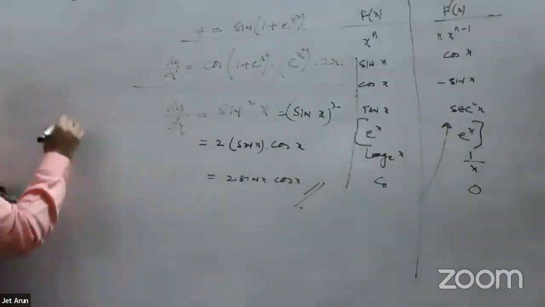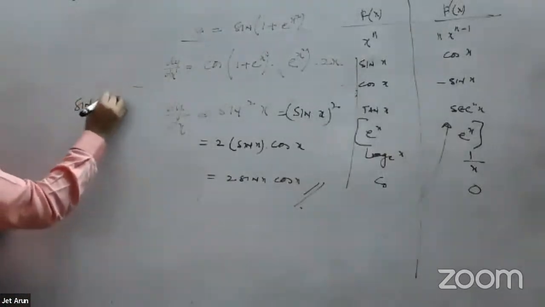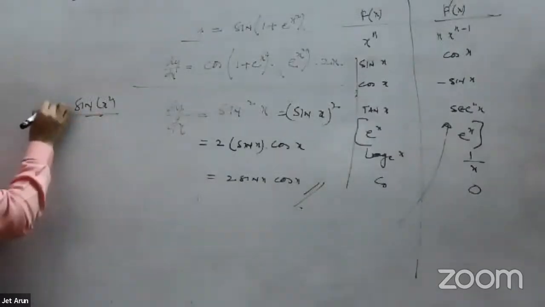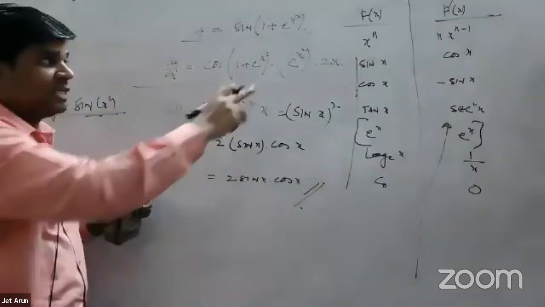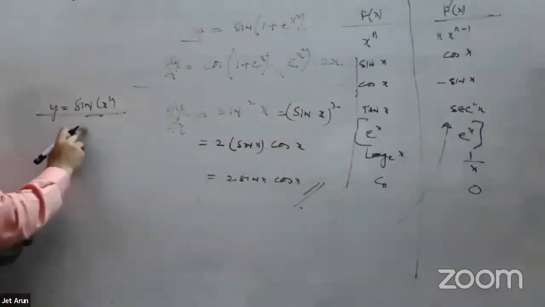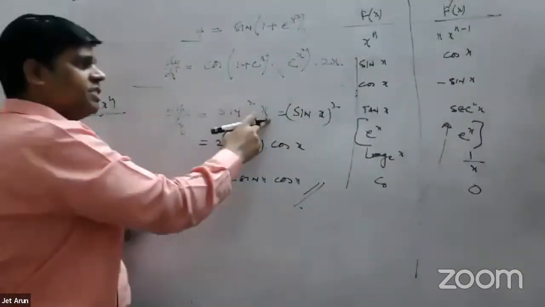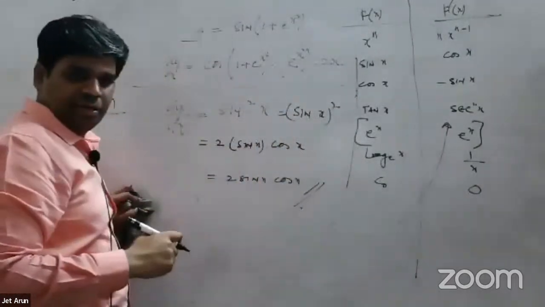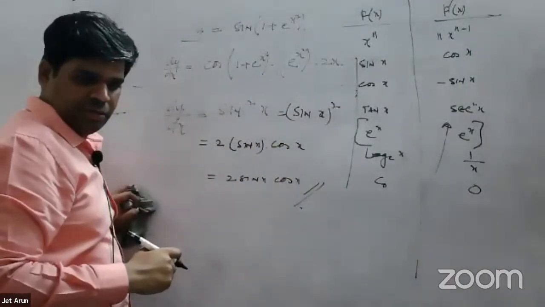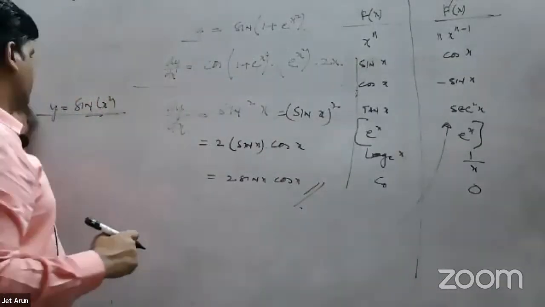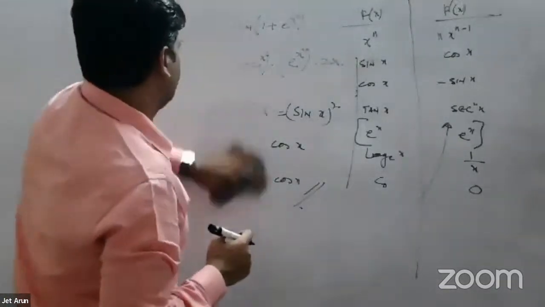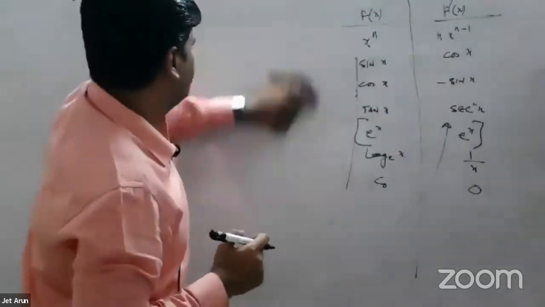All right. Now look at this one. Sin x square. Here my outer function is sine. Here outer function is square. Function square, x power n. Here outer function is sine. Inner function is x power n. Here outer function is x power n. Inner function is sine. All right. Yes, sir. Okay. So this is about chain rule.